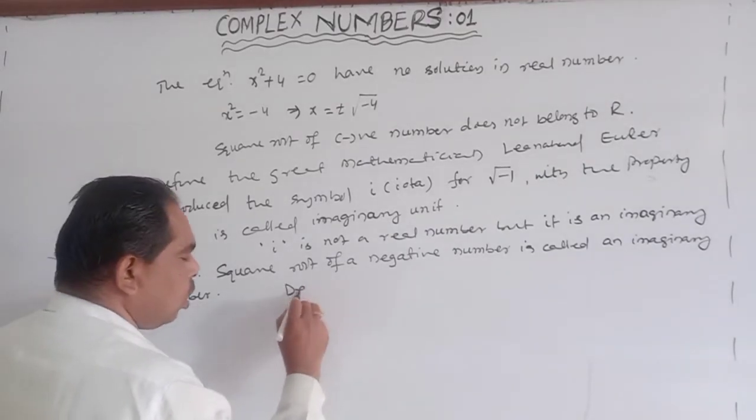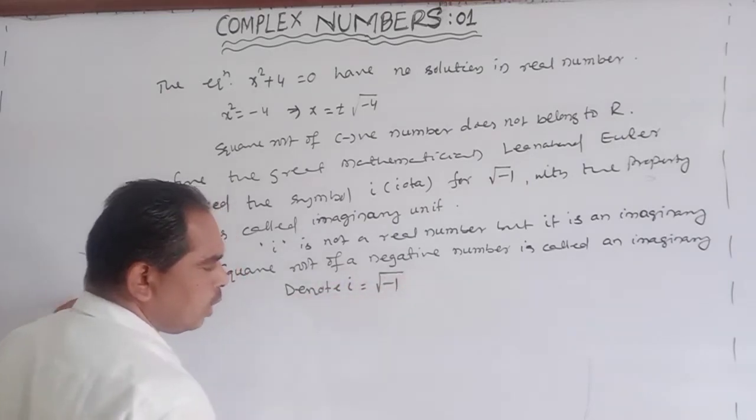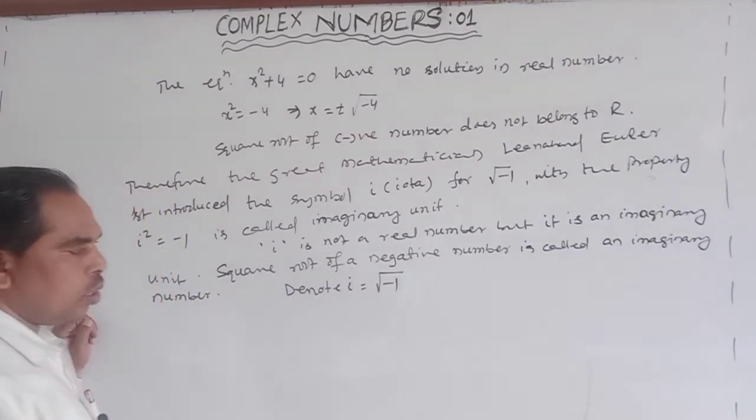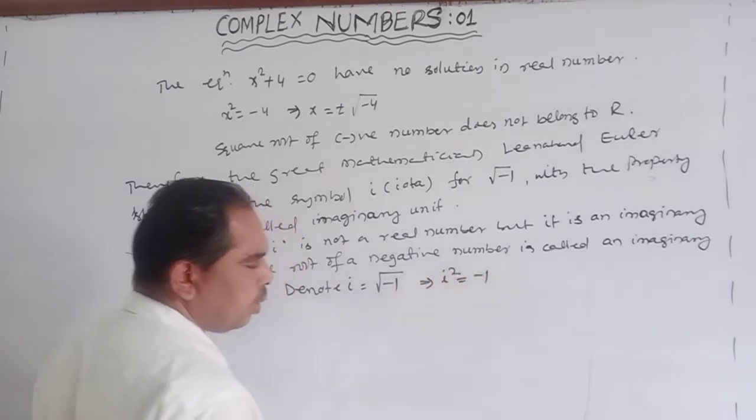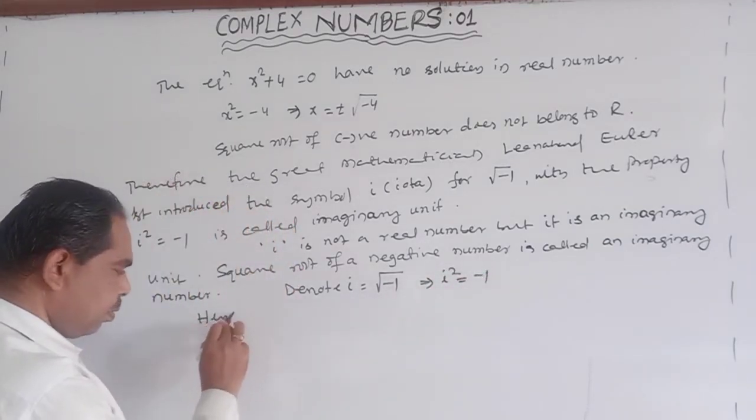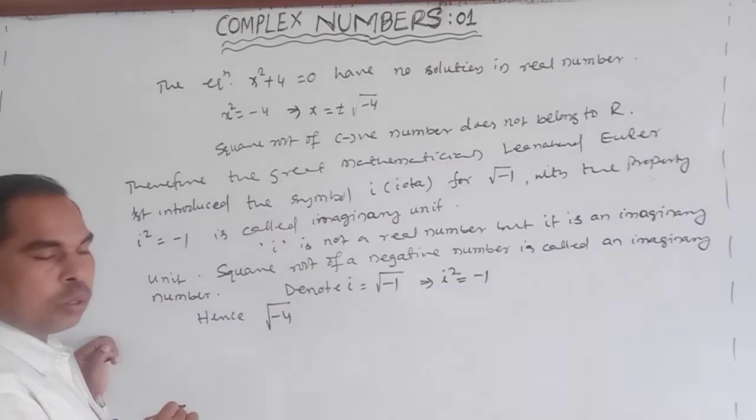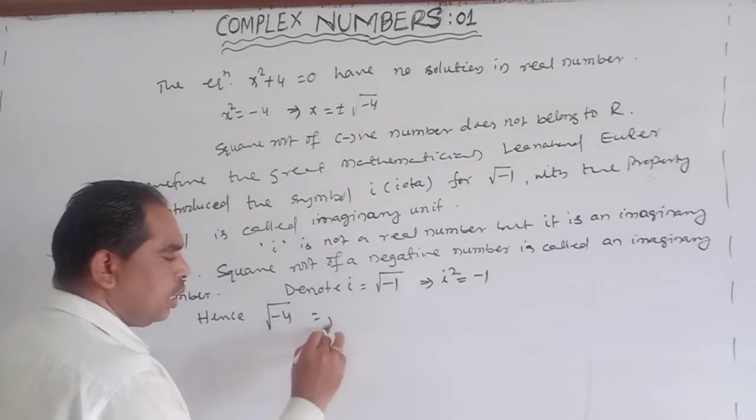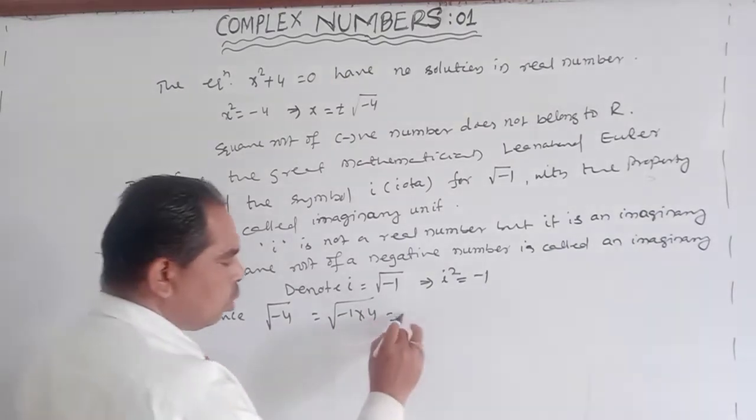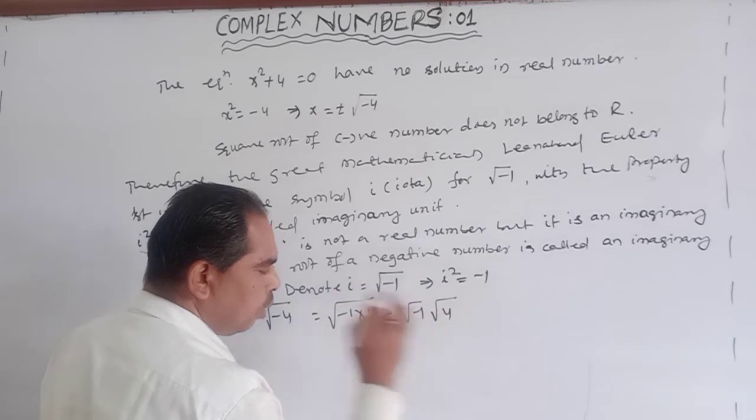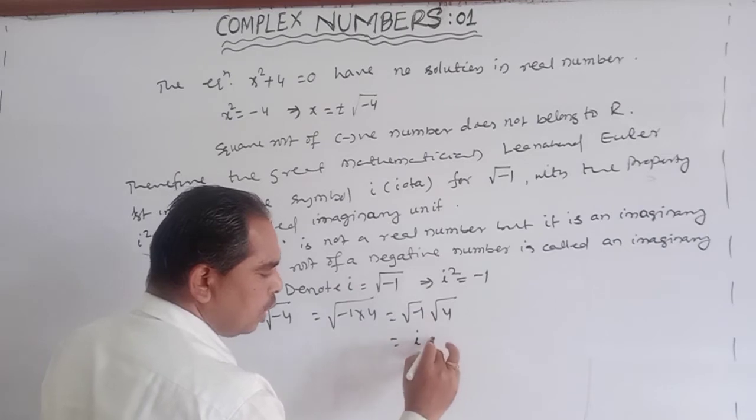So denote i is equal to square root of minus 1. That implies i square is equal to minus 1. Hence square root of minus 4 means square root of minus 1 into 4, which is equal to square root of minus 1 into square root of 4. Square root of minus 1 is i, square root of 4 is 2. So this is 2i.